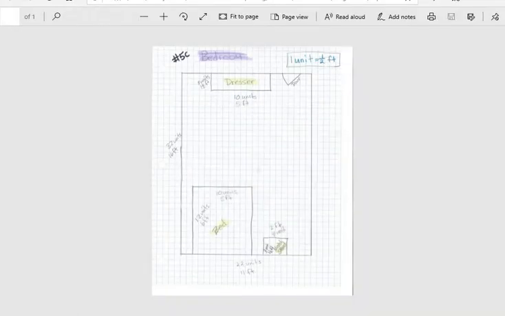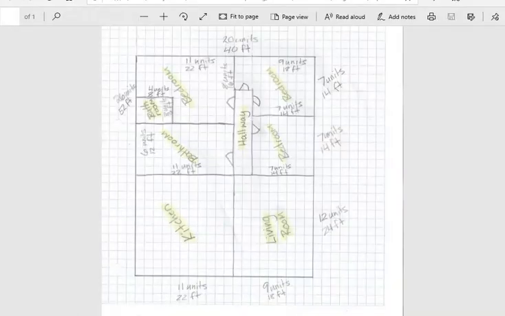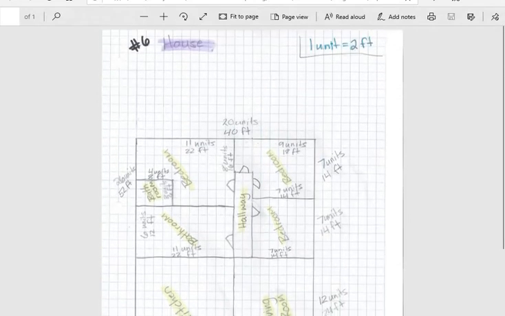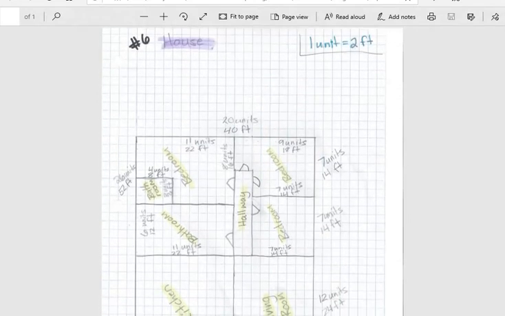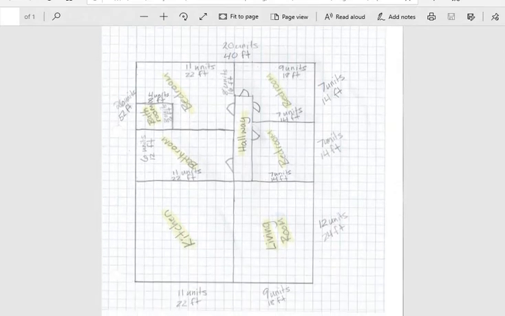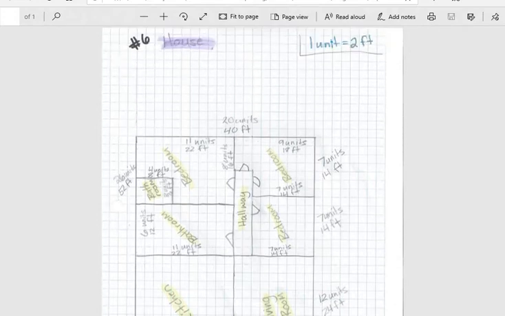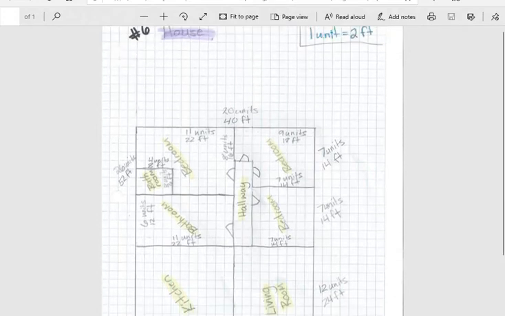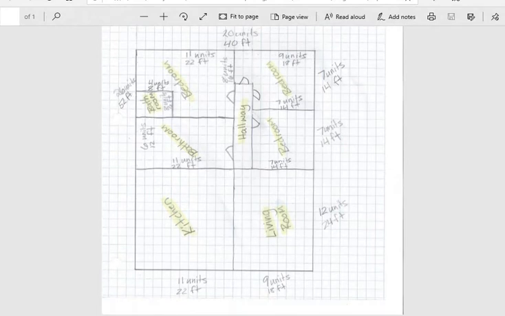Okay, so looking at the example of my number 6, I wrote, this is my number 6, my house, 1 unit equals 2 feet. And I see that it is 20 units wide, which means it's 40 feet wide. How did I get that? I used my scale factor. Then I measured all my bedrooms. Is this exactly like my house? No, but it's probably similar.